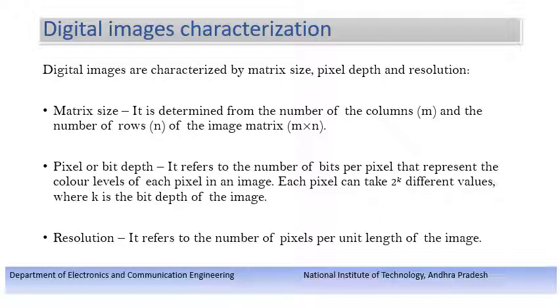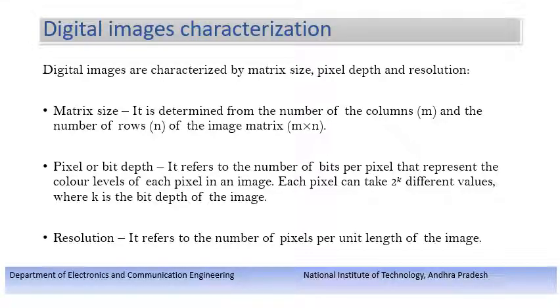Moving on, there are three parameters that characterizes a digital image. These are matrix size, bit depth and resolution. Coming to the first one, matrix size, as evident, it is the size of matrix given by the number of rows and columns. It has been seen that with an increase in the size of a matrix, the resolution of image also improves.